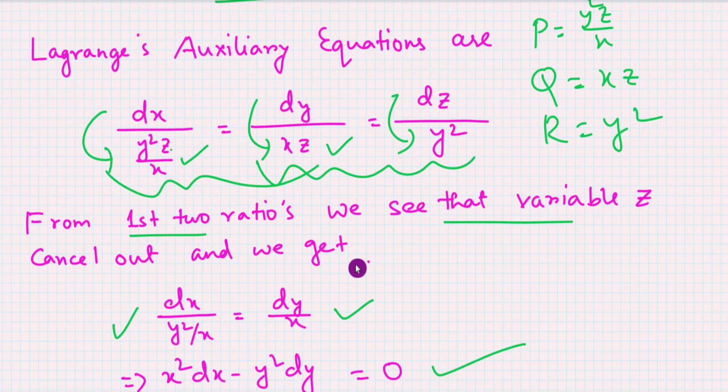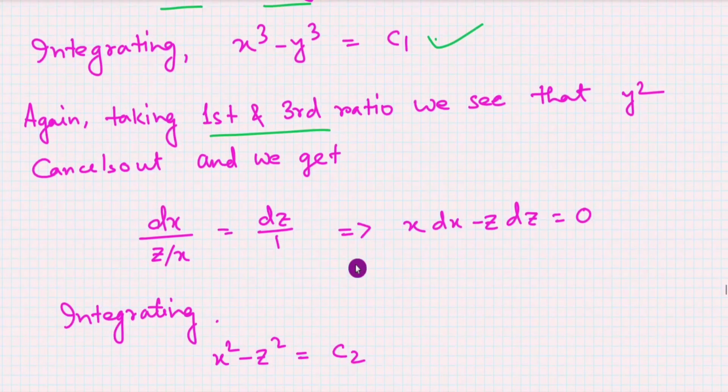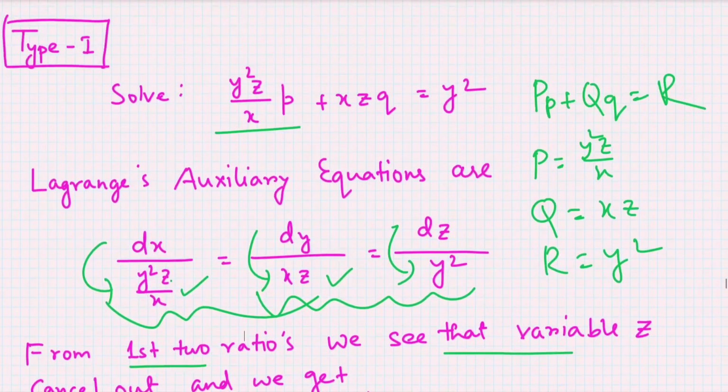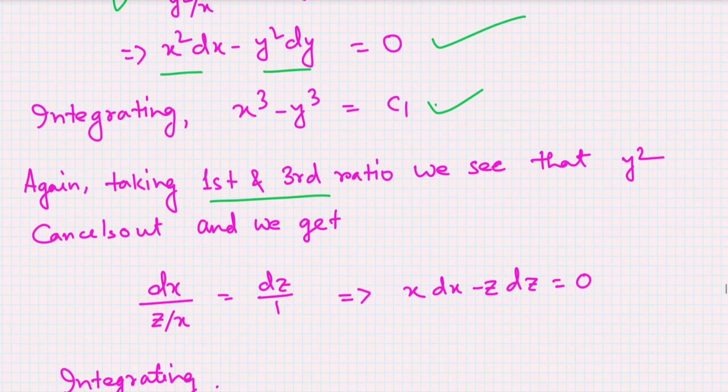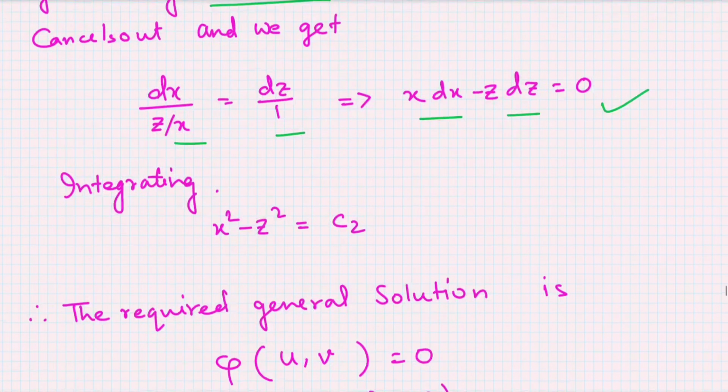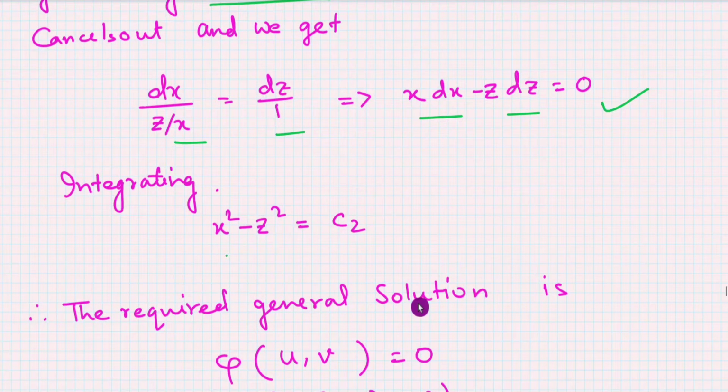dy by xz is equal to dz by y square. We see that first and third ratio, dx by y square z by x, and the third ratio dz by y square by z, y square cancels out, and we can write dx by z by x is equal to dz by 1. This implies x dx minus z dz is equal to 0. Now if we integrate, then we get x square minus z square equal to constant, c2.